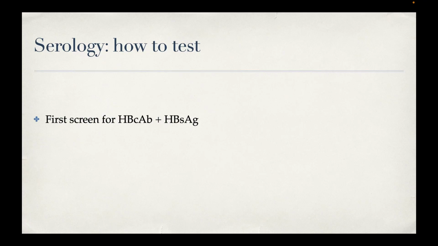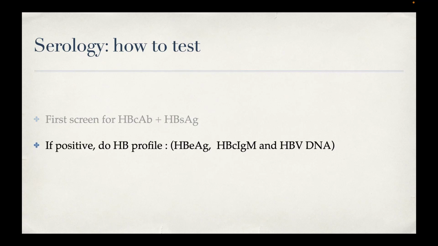If the two are positive or reactive, then you do the profile by looking for the hepatitis B E antigen. And as we said, the E antigen is going to tell us the level of infectivity of the patient, as well as the hepatitis B core immunoglobulin M. This will give us information as to whether you are having an acute infection or a chronic infection. And the hepatitis B viral DNA is something we need to request to know the levels of the virus in the blood, which we call the viral load.